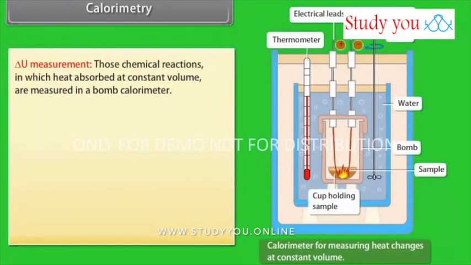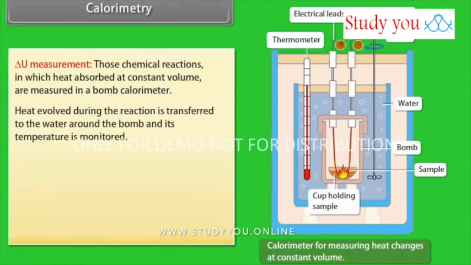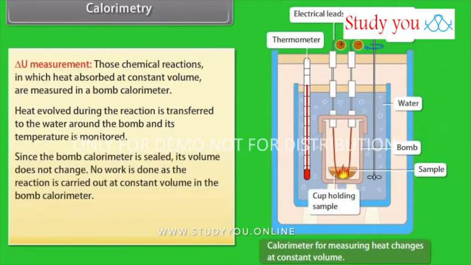Delta U measurement. Those chemical reactions in which heat absorbed at constant volume is measured are carried out in a bomb calorimeter. The steel vessel is immersed in a water bath to ensure that no heat is lost to the surroundings. A combustible substance is burnt in pure dioxygen supplied in the steel bomb. Heat evolved during the reaction is transferred to the water around the bomb and its temperature is monitored. Since the bomb calorimeter is sealed, its volume does not change.